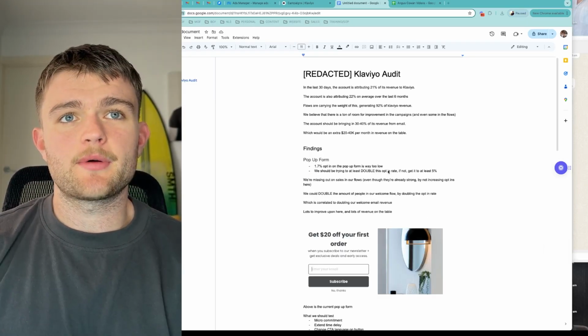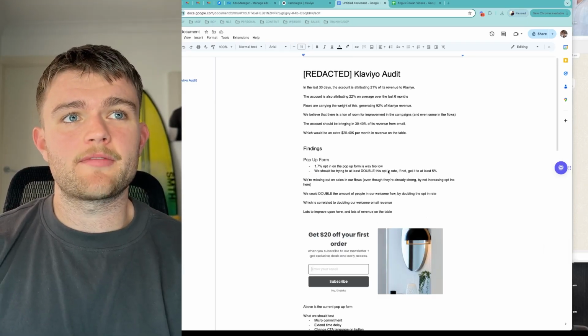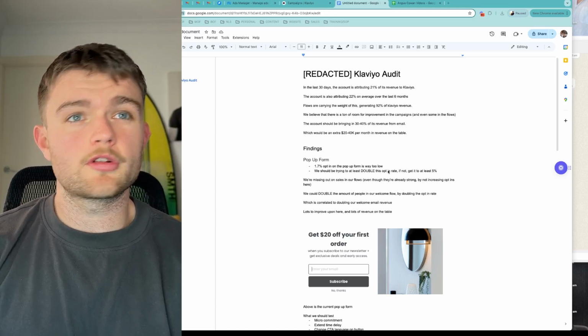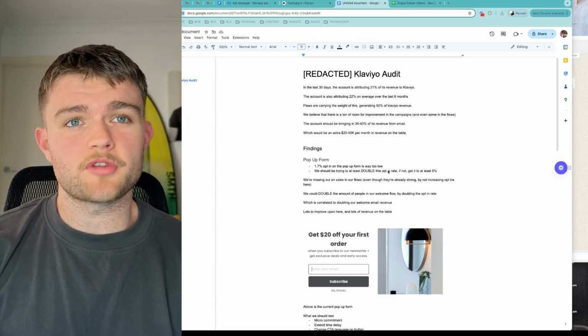And that is exactly how I audit the email accounts, or specifically the Klaviyo accounts of clients we work with, new clients or prospects, whoever it is. Once we're inside a Klaviyo account, this is the exact audit structure that I follow.